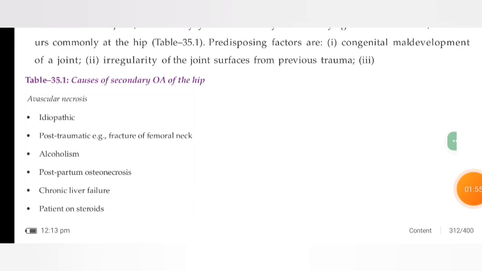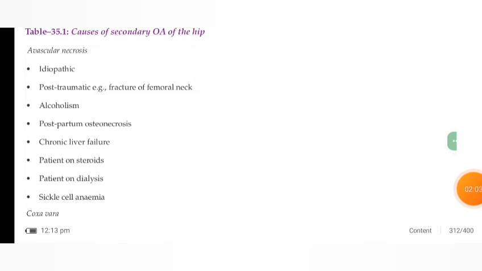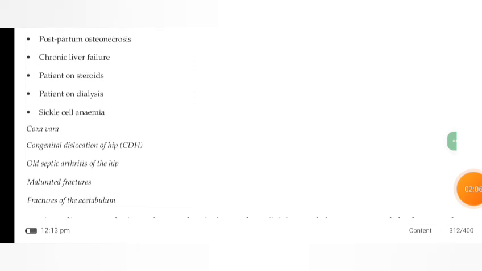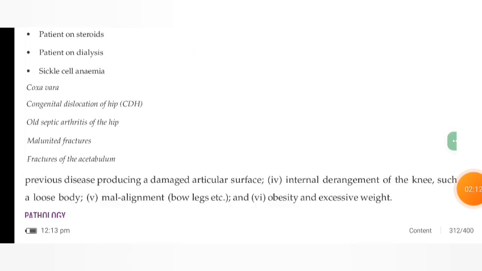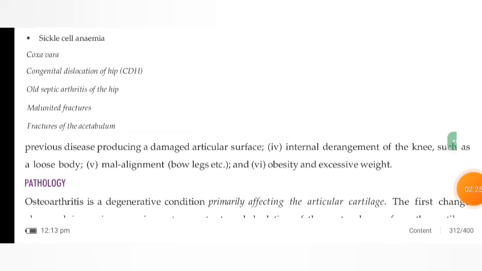Causes of secondary OA of the hip: idiopathic, post-traumatic, for example fracture of the femoral neck, alcoholism, postpartum failure, patient on steroids, patient on dialysis, sickle cell anemia, coxa vara, congenital dislocation of the hip, old septic arthritis of the hip, malunited fractures, fracture of the acetabulum.